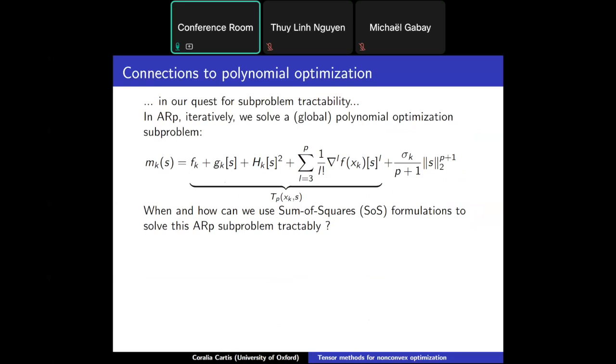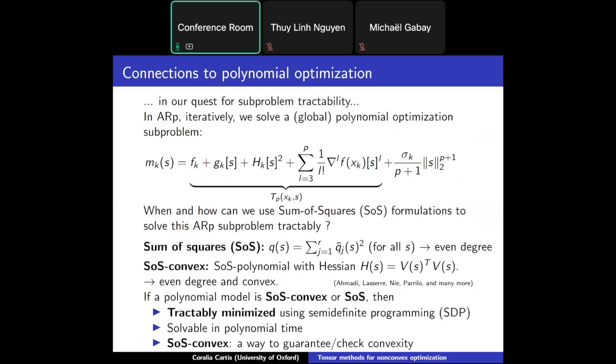Recently, Ahmadi showed that these polynomials are SOS convex for sigma k large enough, and for hk here positive definite. Okay. So people know SOS convex. So if it's SOS convex, it's convex. Okay. So we can then solve this tractably in polynomial time.